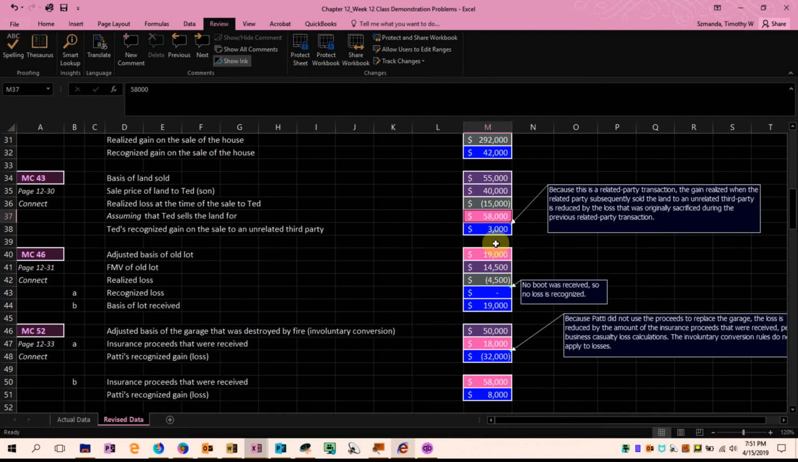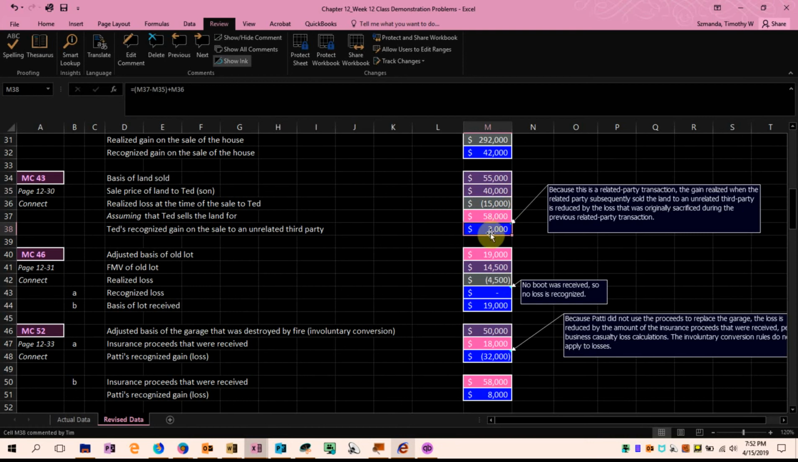Because this is a related party transaction, the gain realized when the related party subsequently sells the land is sold to an unrelated party. What's going on here then is that loss that was originally incurred between the related parties cannot be recognized because they're related parties. However, when it's time then for Ted to sell the land to an independent or unrelated third party, then the amount of the gain, 58 minus the 40, is reduced by the amount of the loss.